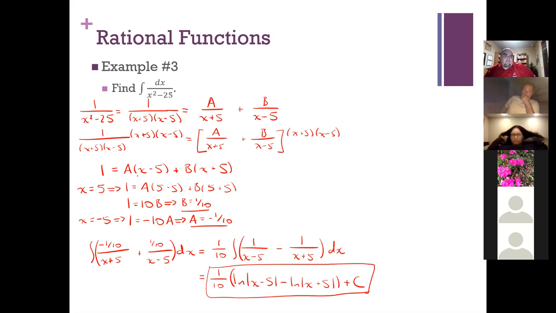Just to reiterate, the reason I'm allowed to do that is because a and b are always constants. Now that we know what they are, A is equal to negative 1 over 10, and B is equal to 1 over 10, regardless of what X is equal to. So I might as well just pick values of X that, for example, if I pick X equals 5, then that makes the value of A irrelevant, because it's going to vanish, and I can just deal with B. Similarly, for x equals negative 5, that'll make B vanish, and I can just deal with A.